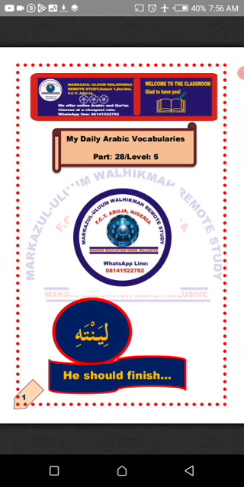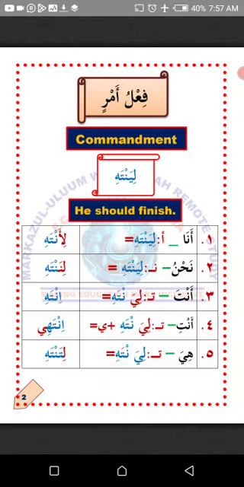Happy listening. We are going to learn from this lesson how to change the Arabic verb liyantahi to suit certain pronouns in Arabic. Fi'il amr, commandment. We are going to learn how to instruct others to do something in Arabic using different forms of verbs. The question is, how do we change the verb liyantahi to suit the pronouns below?